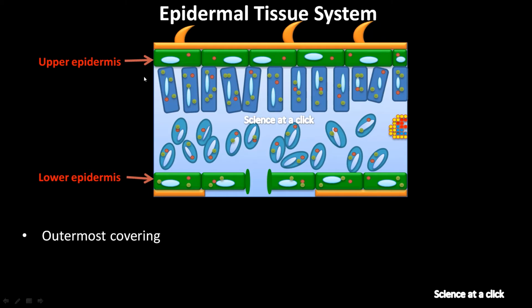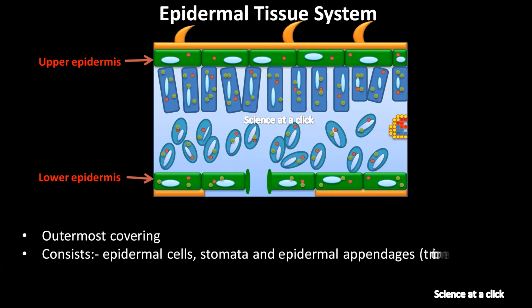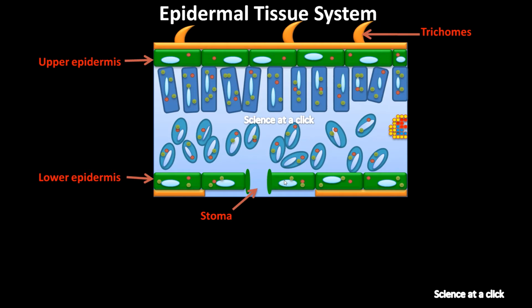Besides the epidermis, there are also other components which make up this tissue system, such as the stomata and the epidermal appendages, which include the trichomes, the hair. These are the trichomes and these are the stomatal openings. Also there is the cuticle which is present. So what is the function of the cuticle? This cuticle prevents water loss because it is like a thick waxy layer present on the parts of the plant.